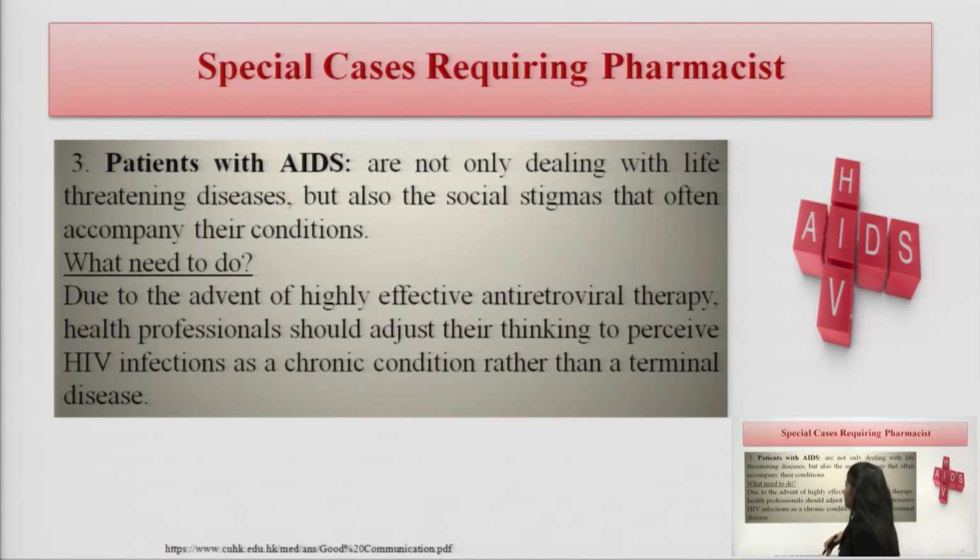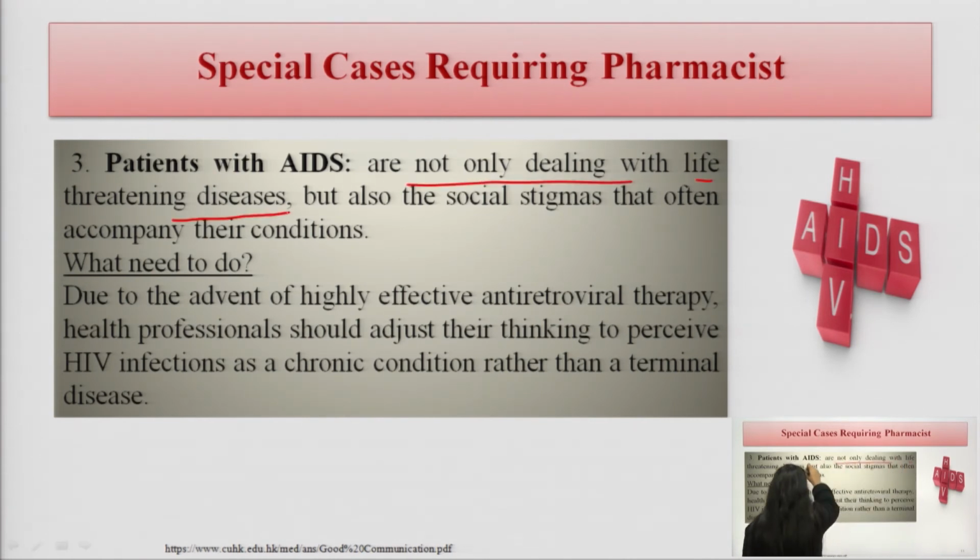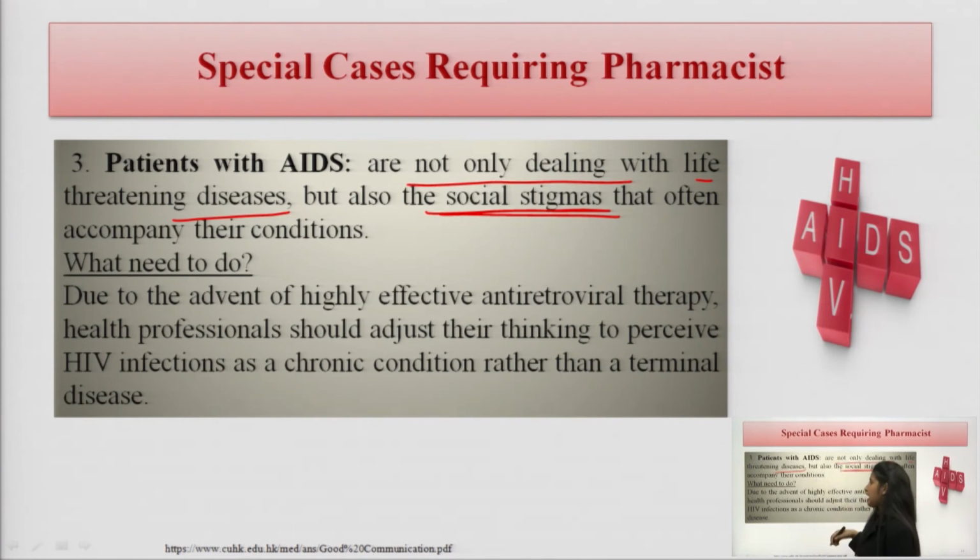Another special case could be patients with AIDS. This is a chronic condition, where the therapy is for a longer duration. So it's very important when a pharmacist is dealing with an AIDS patient. Patients with AIDS are not only dealing with a life-threatening disease. Of course, it is a life-threatening disease, but along with that, there is a social stigma also. People in society think this disease could be spread by touch, that it is communicable. They have such a mindset. Because of this, it is a social stigma also.